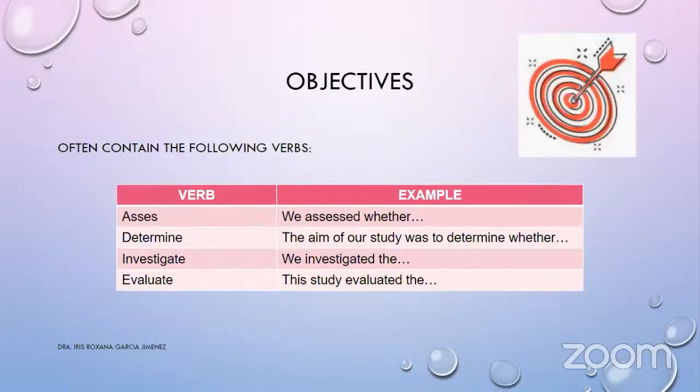When we talk about objectives, we consider these following verbs as the most common ones in order to check the objectives we are looking for. For example, assess, and we talk in past, we assessed whether; determine, the aim of our study was to determine whether; or investigate, we investigated the; or evaluate, this study evaluated them.